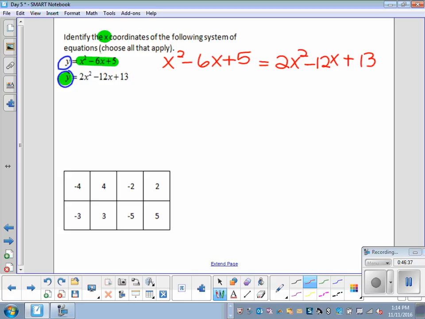Yeah, and this works out perfectly for me because I'm solving for the x's anyway, right? So, guys, this looks like a trinomial. Anytime I have a trinomial, I need to solve by factoring.